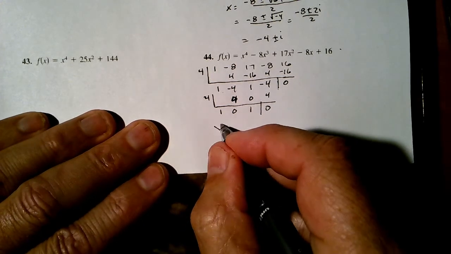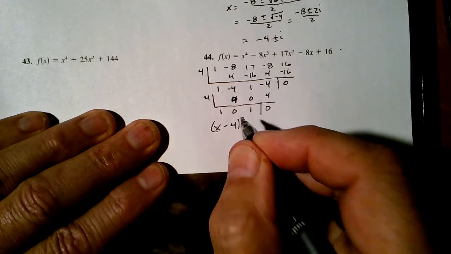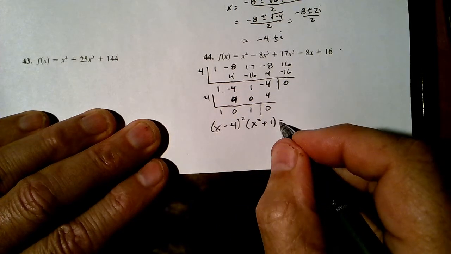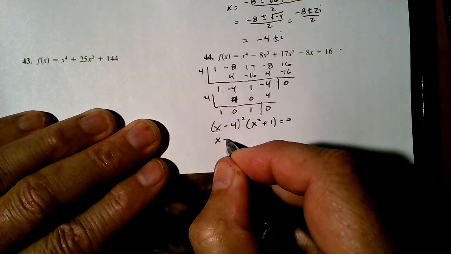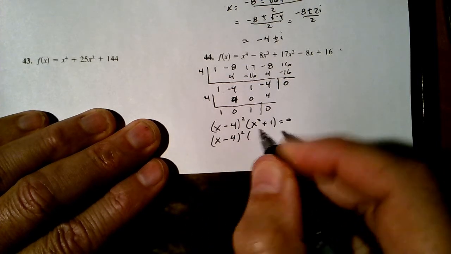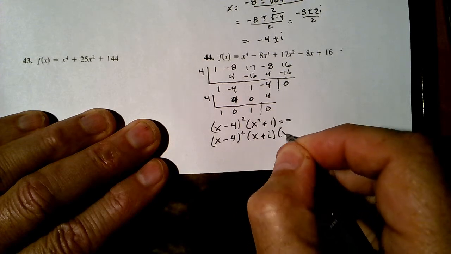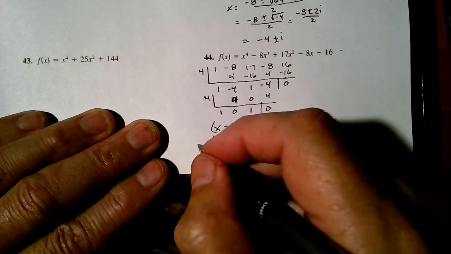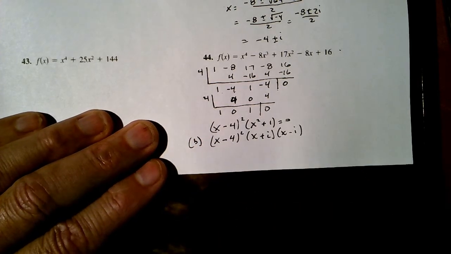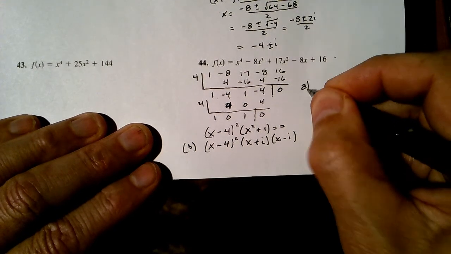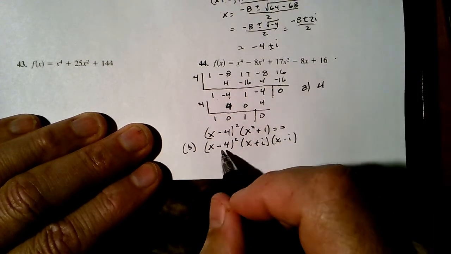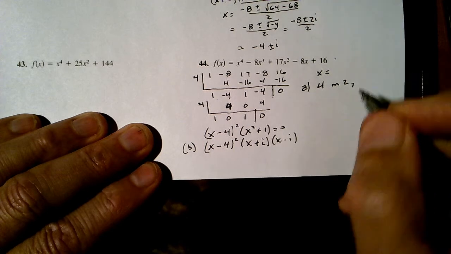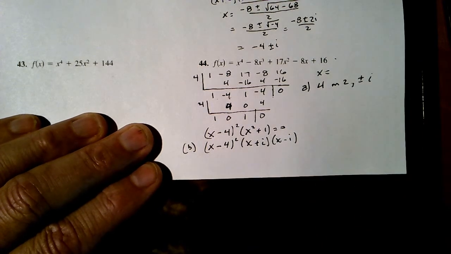So I've got x minus 4 squared times x squared plus 0x plus 1. If I set that equal to 0 and factor, I get x minus 4 squared, x plus i, x minus i, and there's my linear factors. That's part B right there, my solution. Part A, my zeros come from right there. 4 is a zero, multiplicity 2, and plus or minus i, those are zeros.